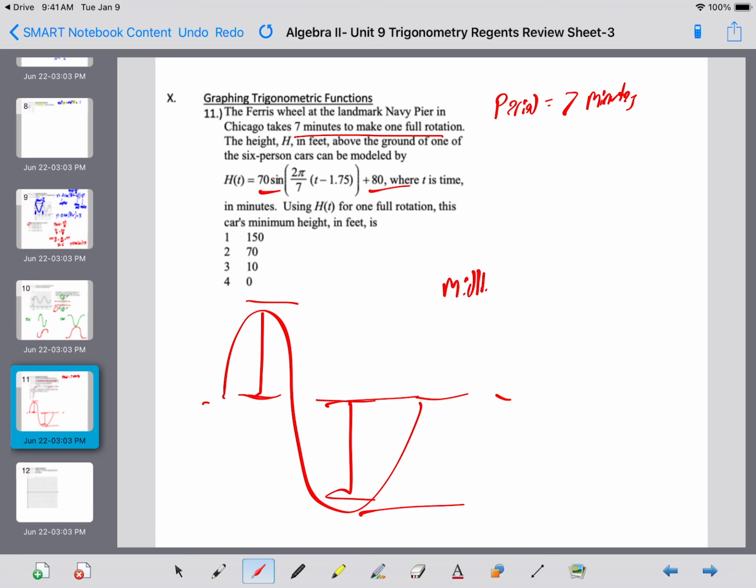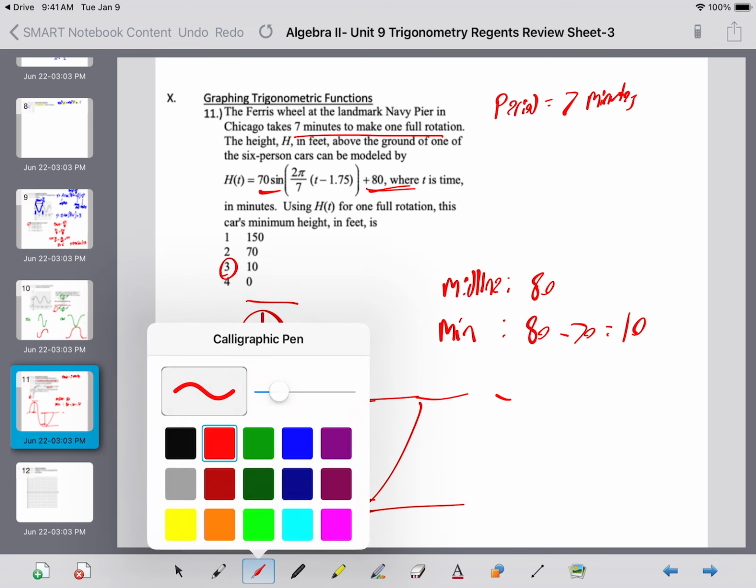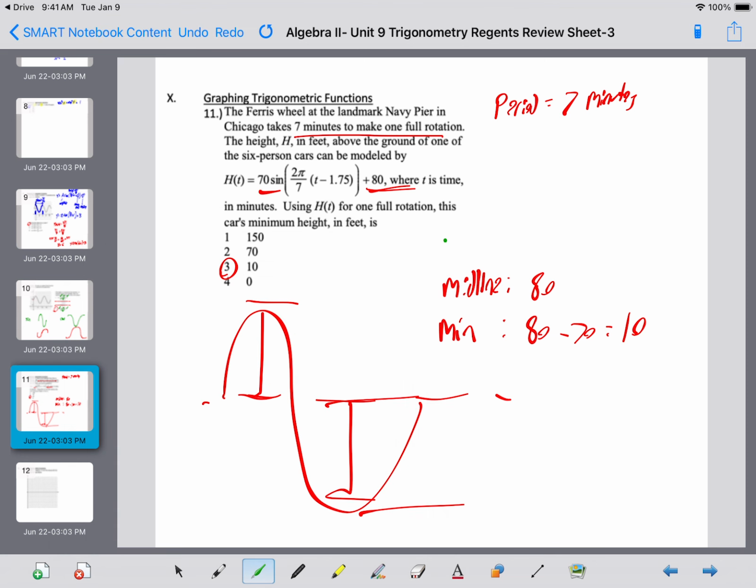So the midline we know is 80 because it's in that D spot. For the minimum, you're going to subtract the amplitude. So 80 minus 70, you get 10. What if we took it a step further and found the maximum? If we wanted to find the maximum, you take the midline and you add the amplitude. So you'd get 150.